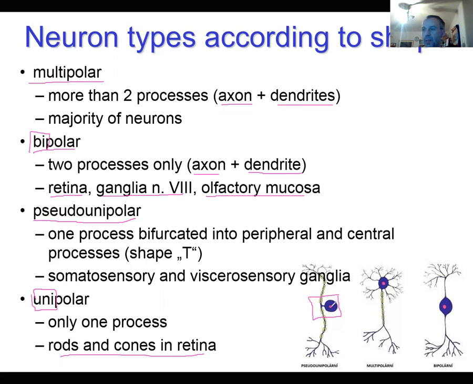And this is here to bypass the perikaryon, the soma, the body of the nerve cell, which could slow down the transmission of the signal. That's why the signal bypasses the nerve cell body, and it's arranged as a T-shaped cell. And we find this in somatosensory and visceral sensory ganglia. So this is just to understand when we speak about bipolar or pseudounipolar ganglia, so we understand which kind of neurons we can find there.